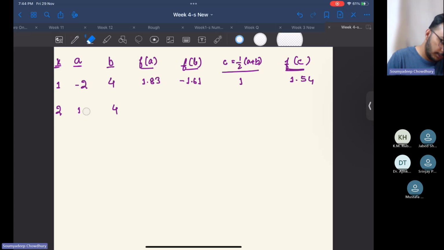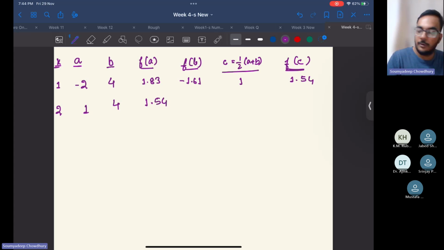Sorry, it is not correct. So a will be equal to c, right? So it is 1 and 4. f of 1 is 1.54 and f of 4 is minus 1. b is the same, right? So f of 4 remains the same. Again, we have to bisect between 1 and 4. So it is 2.5. f of 2.5 is around minus 1.01.